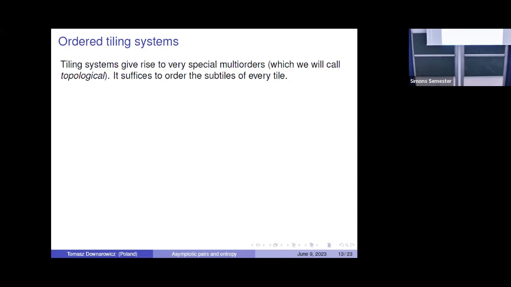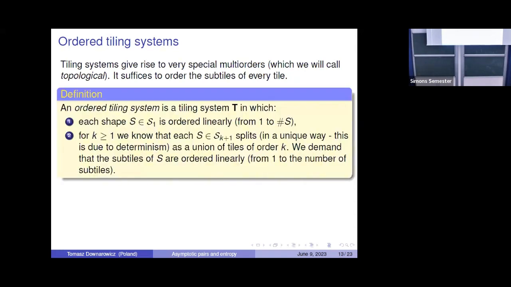Okay, so now there is a link between tiling systems and multi-orders. Namely, you need a tiling system to be ordered. What does it mean? Well, you take the shapes of the first level tilings and order the elements of each shape from 1 to the number of elements. I don't have figures for that, but you can imagine that you just enumerate the elements in each shape. And then as you look at the tile, you shift this enumeration to this tile. So each tile is enumerated from 1 to some number.